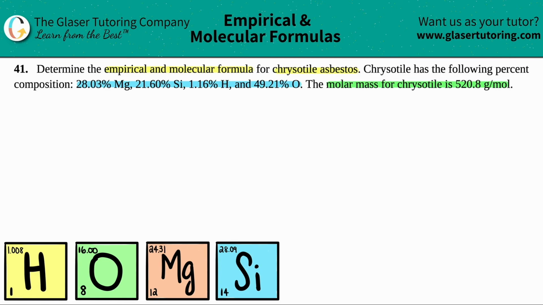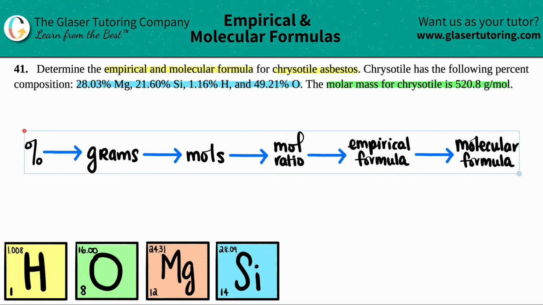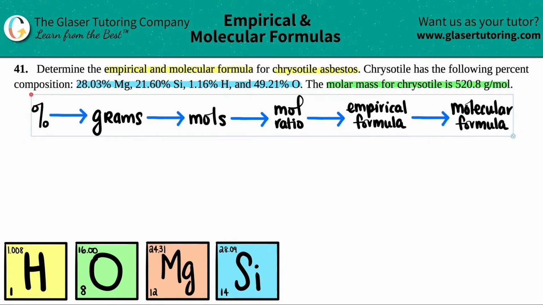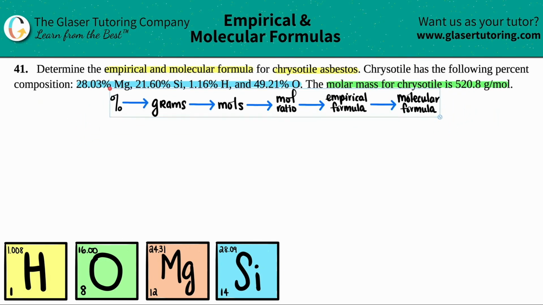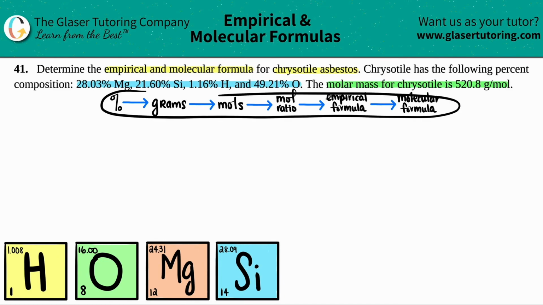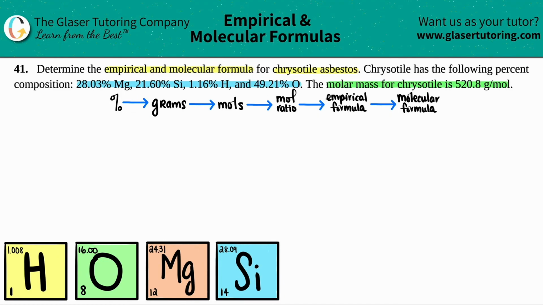I summed it all up for you by this process right here. So let me make this a little smaller. Woo! And I'll put it right here. Now we can go from a percent to an empirical formula, and then from there to the molecular formula. If you just memorize this little progression, you're going to be great for all of these questions.